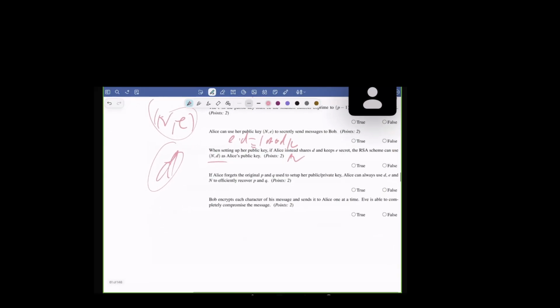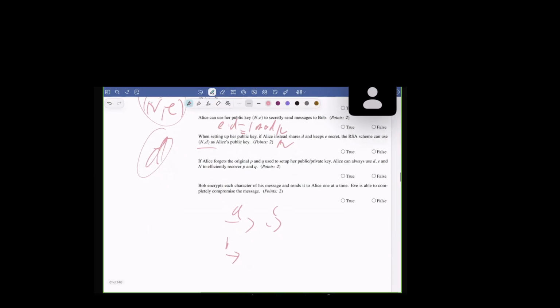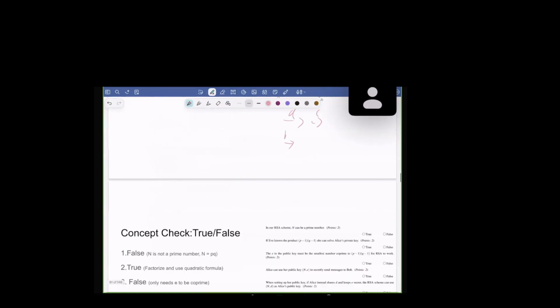And now the last one. Bob encrypts each character in the message and sends it to Alice one at a time. Is Eve able to completely compromise the message? It's the same thing as the entire message. Imagine I just sent A, B, C. But recall there are only like 26 letters in the alphabet, right? If I just send one letter at a time, wouldn't she be able to crack the code eventually, because she has an idea of what I'm sending? Oh, that makes sense. That's true. Sorry, you can explain that one to me.